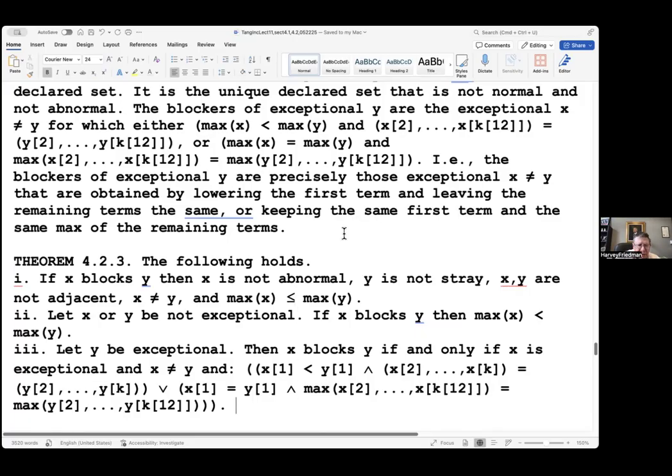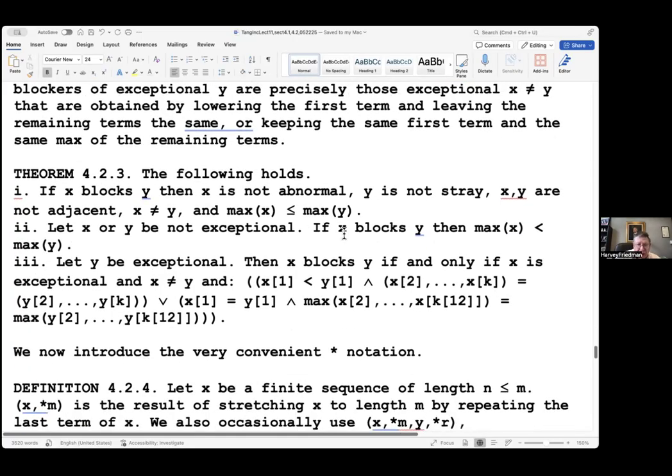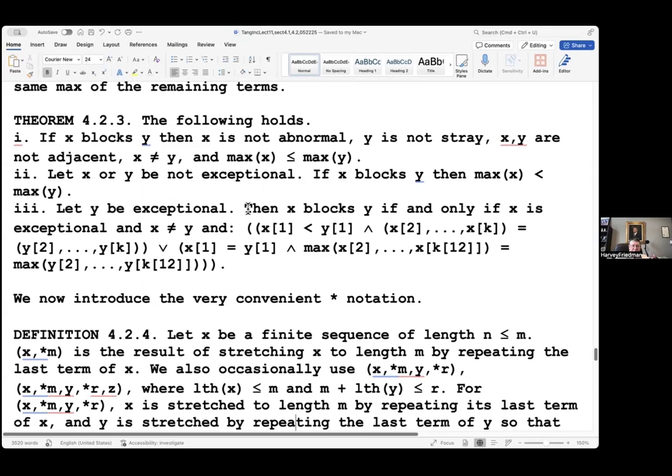Okay, now we have this theorem from what we said with the stipulations. If X blocks Y, then X is not abnormal, Y is not stray, X and Y are not adjacent, X is not Y, and max of X is less than or equal to max of Y. If X or Y is not exceptional and X blocks Y, then the thing doing the blocking has to be smaller in max. If Y is exceptional, then all I did is repeat what I said before with more English. That had more English. This has more letters.